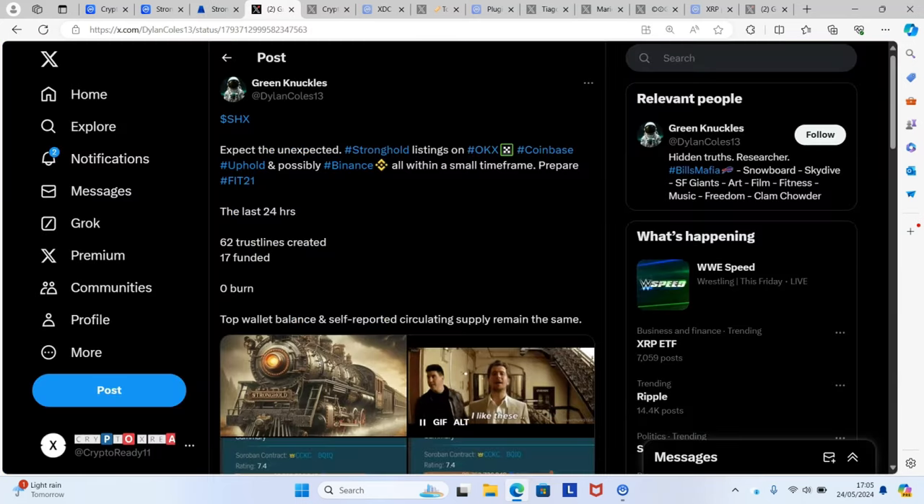Looking at a tweet from Green Knuckles: expect the unexpected. Stronghold listings on OKX, Coinbase, Uphold and possibly Binance, all within a small time frame. Prepare. Last 24 hours, 62 trust lines created, 17 funded, 0 burn, top wallet balance and self-reported circulating supply remain the same. Guys, this is just a matter of time.